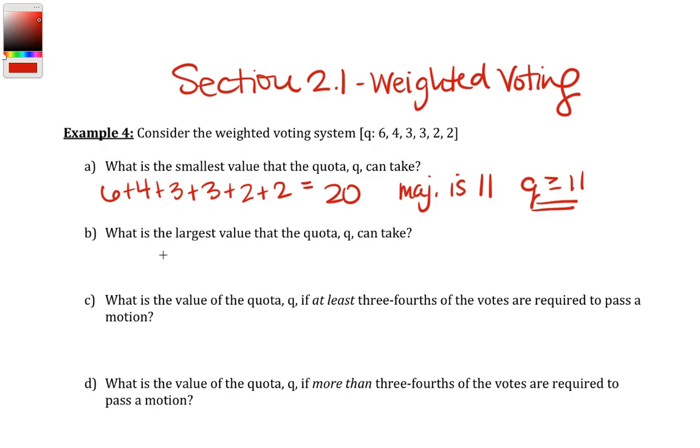Now part B, what is the largest value that the quota Q can take? Well, Q has to be less than or equal to 20. So 20 is the largest value. It can't be more than the number of votes or it's unachievable.